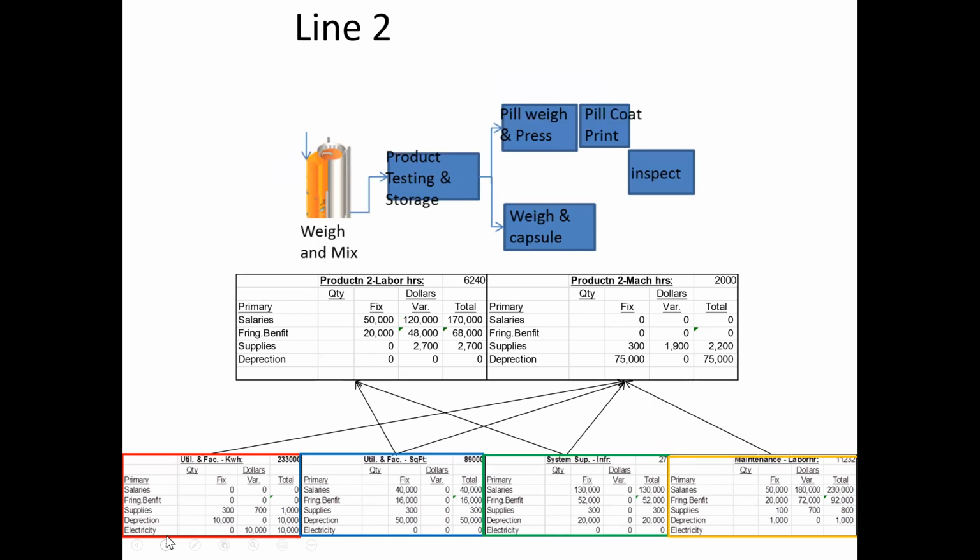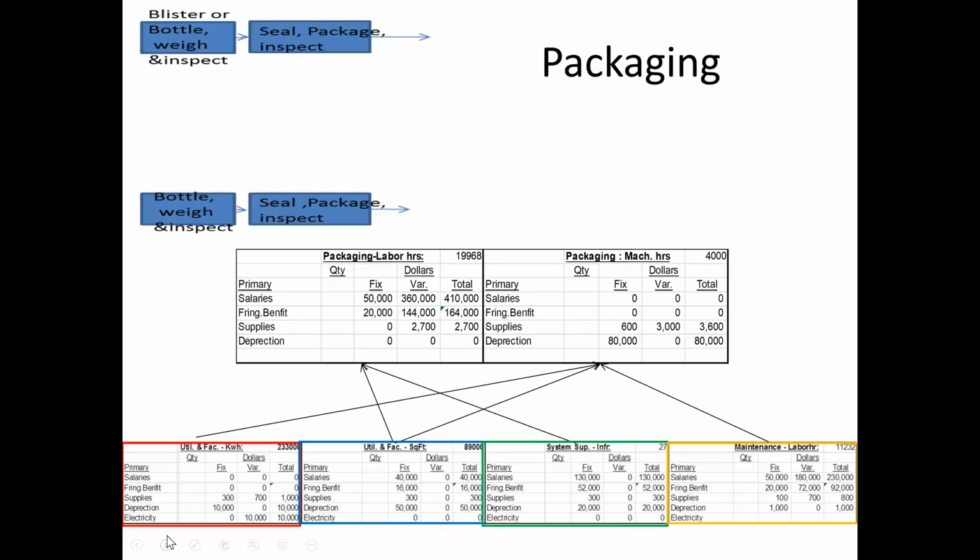Okay, we do the same thing for line 2. Again, labor, machine hours, and then the relationships to the various support pools are mapped. The arrows are there bringing in the fixed and proportional relationships. We look at packaging, and in packaging, again, since it's made up of machines and labor, we divided that up. And of course, we had to look at the relationships of the support resource pools to that.